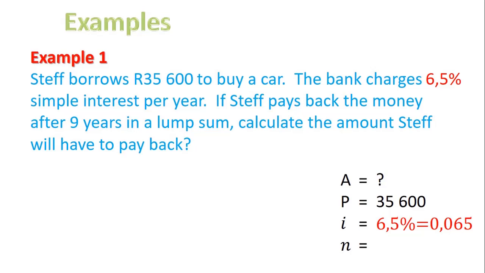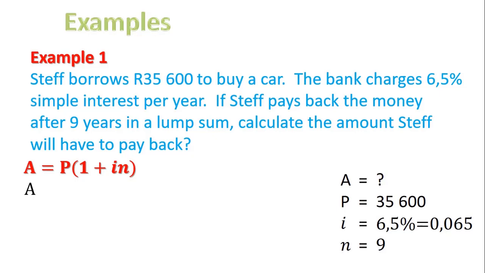Lastly, we need to find the number of compounds. Let's carry on reading. If Steph pays back the money after 9 years, that's what we want. So N, we need to find is 9 years, and so we write down 9. Now we have 3 of our values we're looking for, and we can find the 4th one. Let's write down our equation.